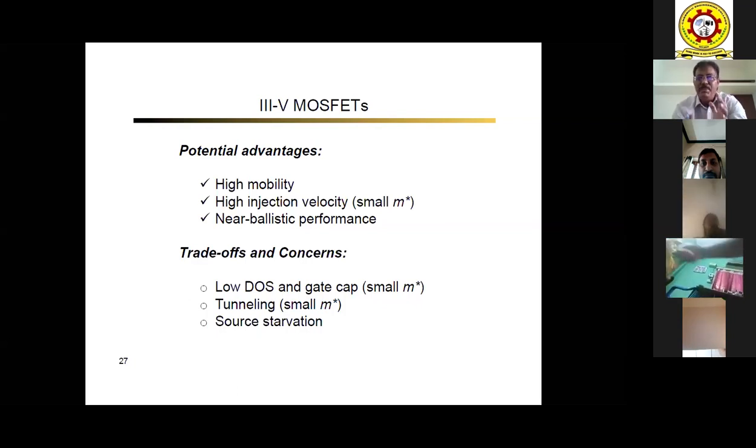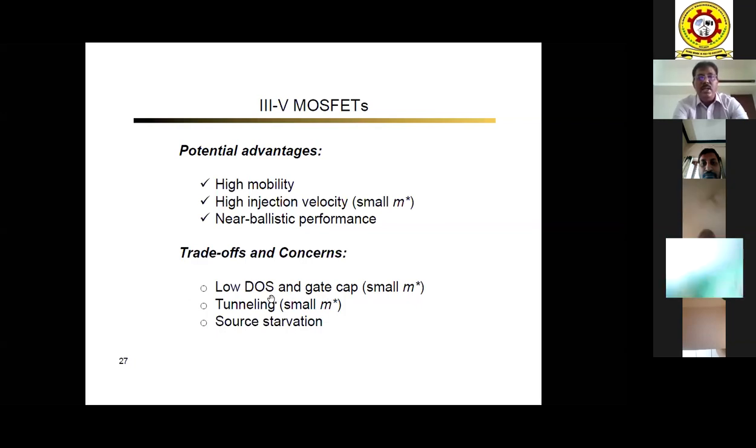Except gate capacitance, all other capacitances in your FET are classified as parasitics. They are not contributing to our performance. So it is at the expense of gate capacitance that you are able to achieve these parameters.